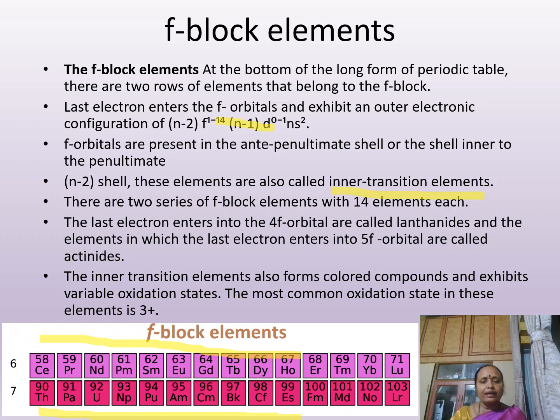In f block elements, we have two series: the lanthanide series and the actinide series. When 4f orbitals are filled, they are called lanthanides, and when 5f orbitals are filled, they are called actinides. The inner transition elements also form colored compounds in variable oxidation states. They usually have the common oxidation state of +3. So in f block elements, the electrons are received in the f orbitals of the antepenultimate shell.